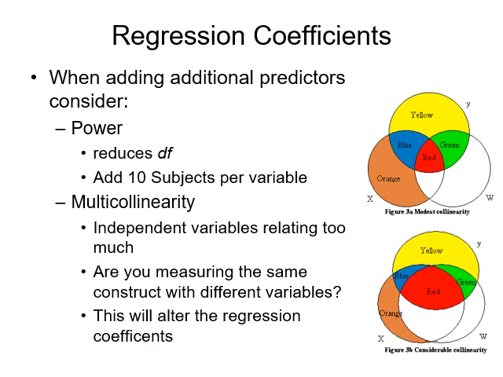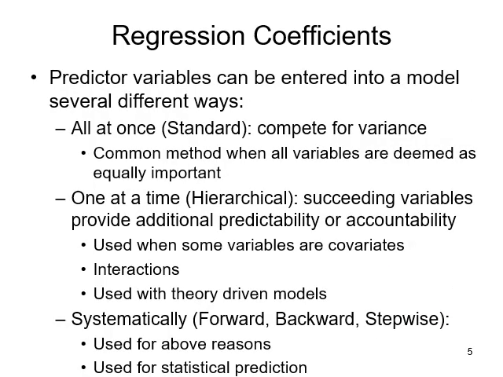So one of the things we're going to be looking at, and one of the assumptions of multiple regression, is that our predictors do not have multicollinearity. And we'll talk about some of the rules of thumb with that as well.